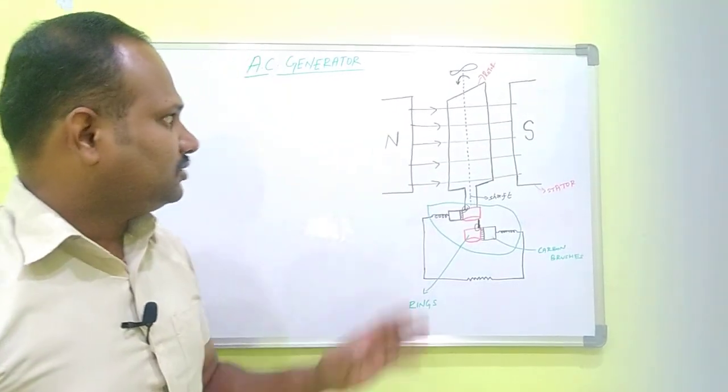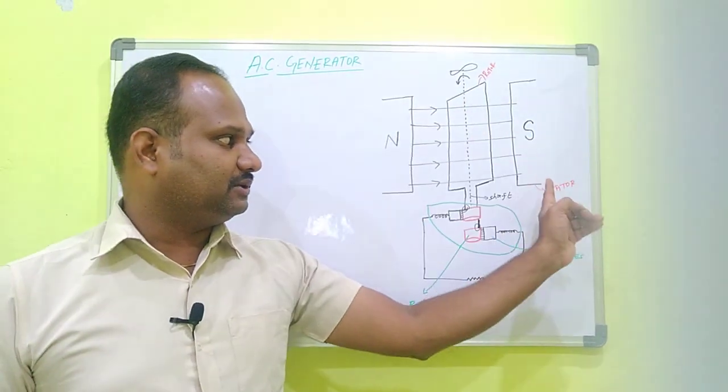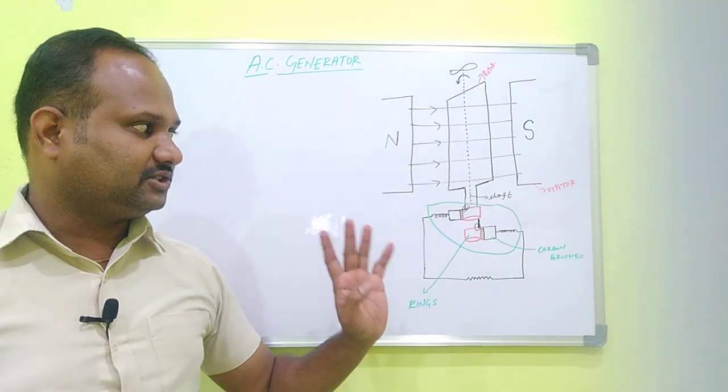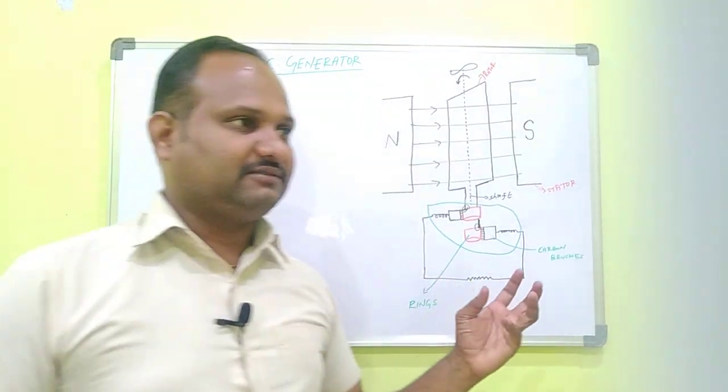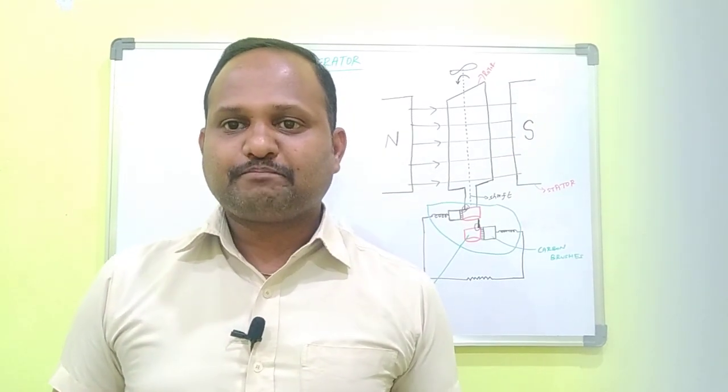Okay. So there are main parts of the AC generator. The first one is the rotor, the second one is the stator, the third one is the rings, the fourth one is the carbon brushes, and another one is the commutator, where the carbon brushes and rings are collectively called the commutator.